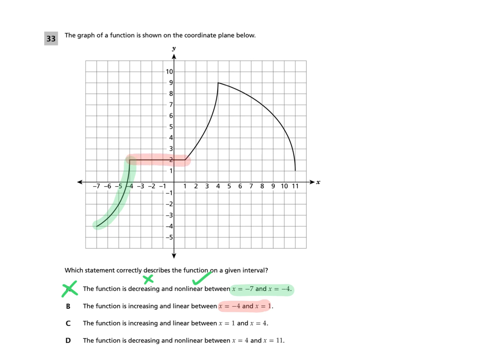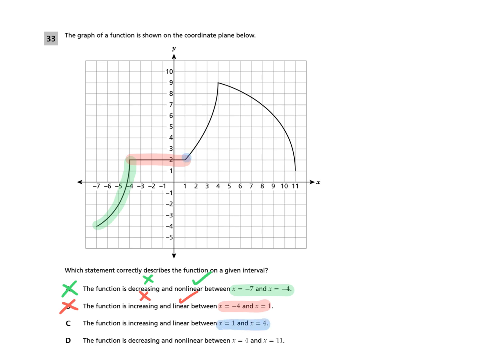Now, B, the function is increasing and linear between -4 and 1. No, it's not increasing. It is linear, so I'm going to give that part a check. But increasing? No way. It's no change. Slope is 0. Okay? Stop trying to trick me, problem. I'm on to you.